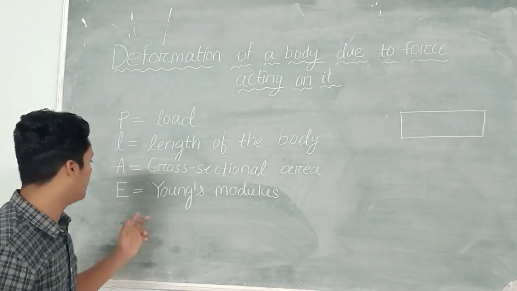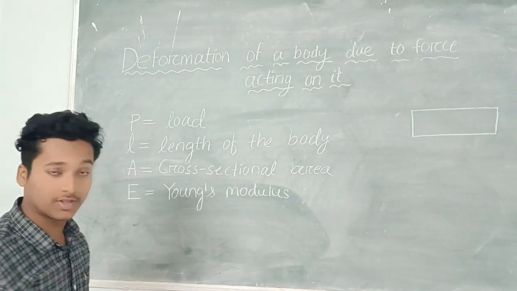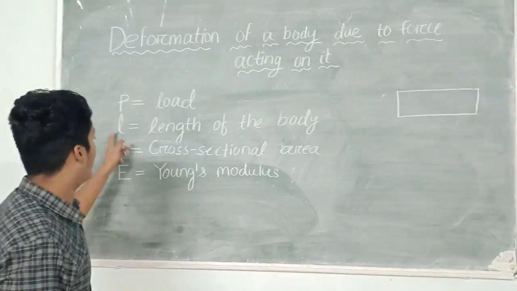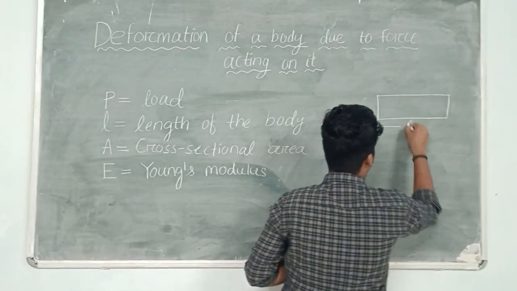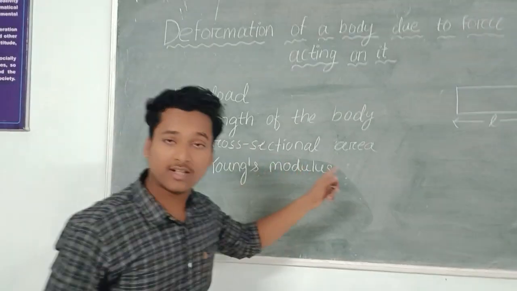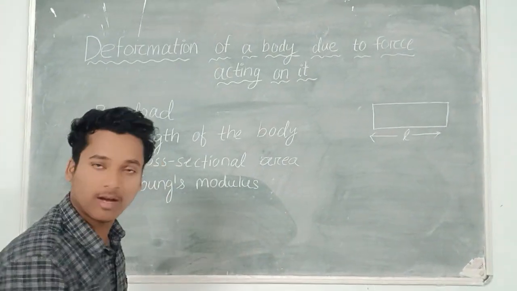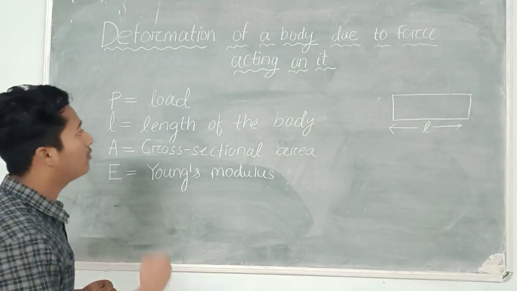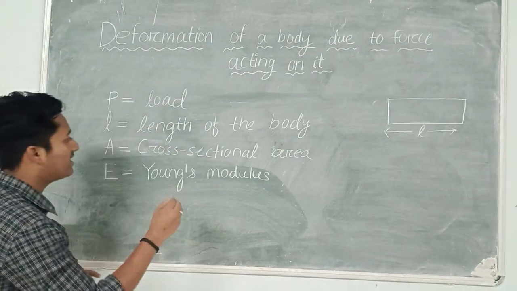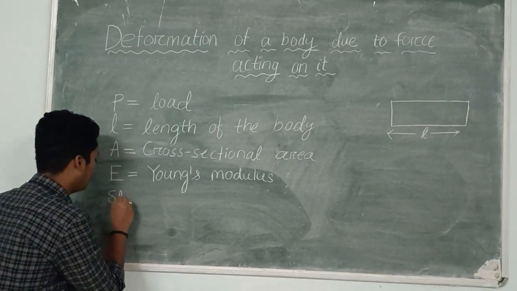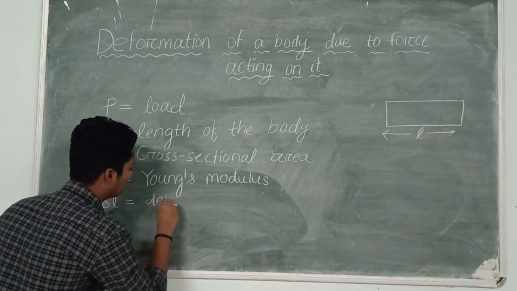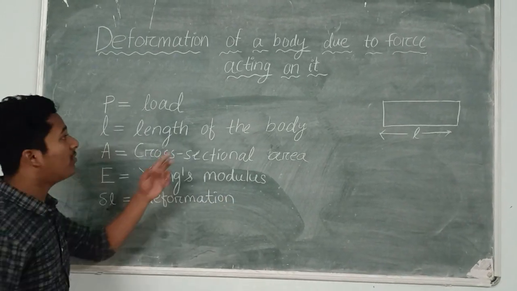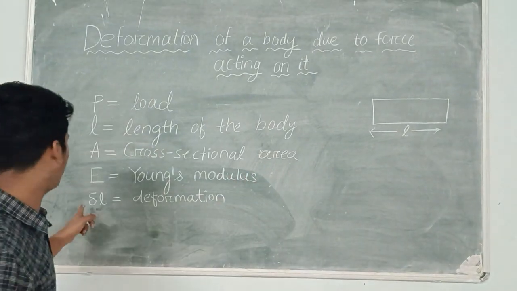In a numerical problem, the value of E is already given in the question. So P is the load, the amount of load we act on that body, and L is the length of the body, and A is the cross sectional area of the bar, or we can say the body, and E is the Young's modulus. So now we are going to calculate the deformation of the body. We designate del L as deformation. Del L is deformation. How much the body will deform, that we have to calculate, that is del L.